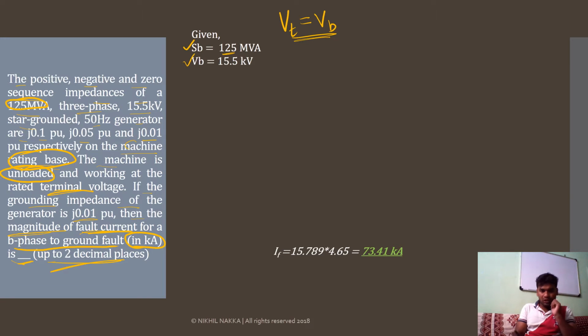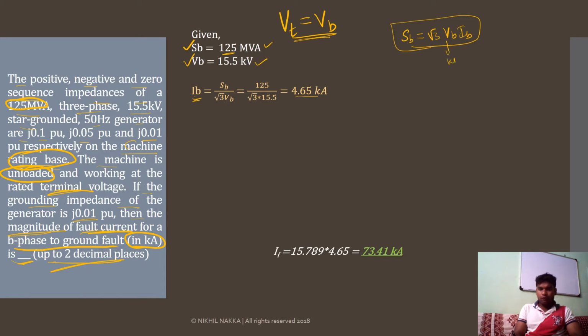So whenever you know the base MVA and base voltage, immediately find out the base current. Because you are supposed to find the fault current, you need to know the base current first of all. So IB can be found by this relation, because base rating SB can be written as root 3 VB into IB, because it's a three-phase system. So from this relation, you can find IB. So base current, by solving, I get 4.65 kiloamperes. Usually VB is in kilovolts, IB in kiloamperes, kilo into kilo, and SB in MVA. So that is the clarification regarding the units.